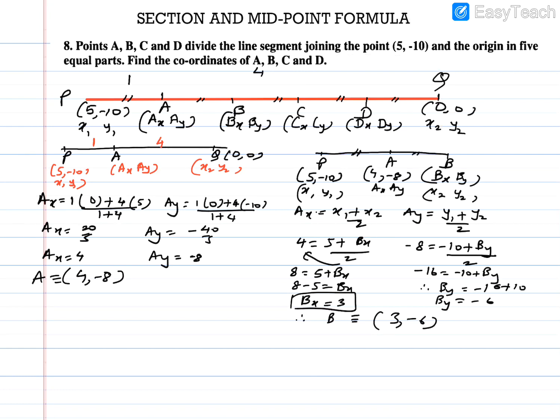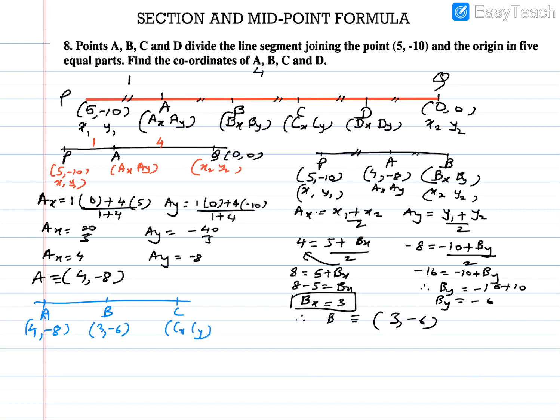Now for part C, to obtain the part C, I will use again midpoint formula. If you want to use midpoint formula, we know that A is known, B is calculated, you can use C. A is 4 comma minus 8, B is 3 comma minus 6, and C is Cx, Cy.